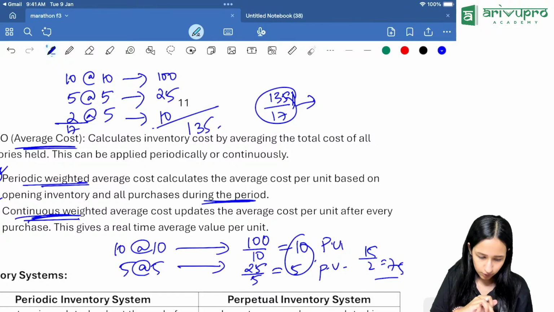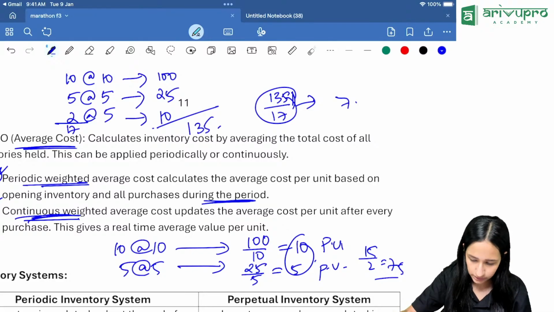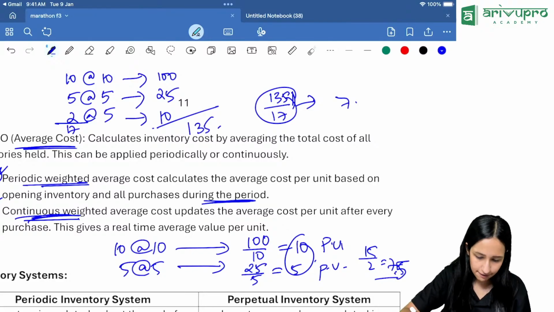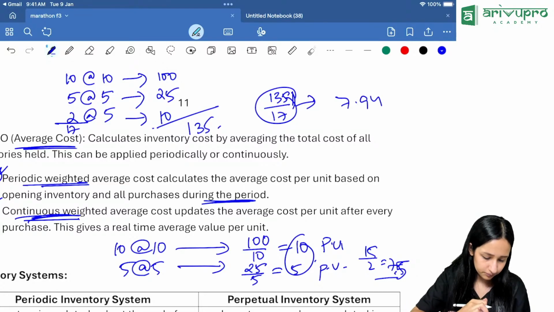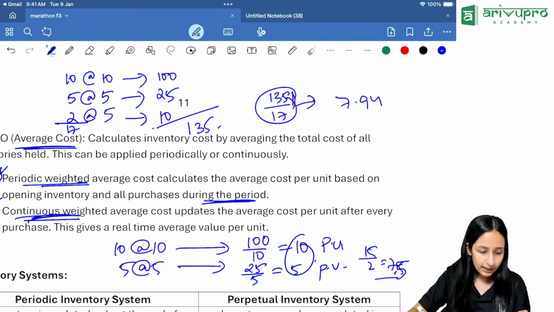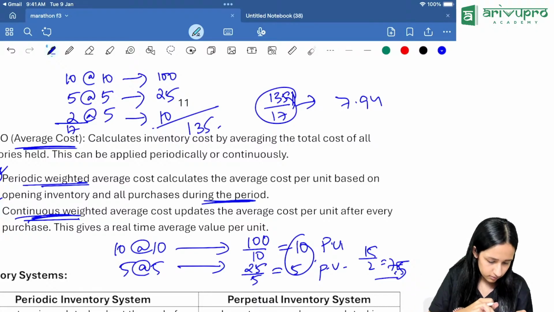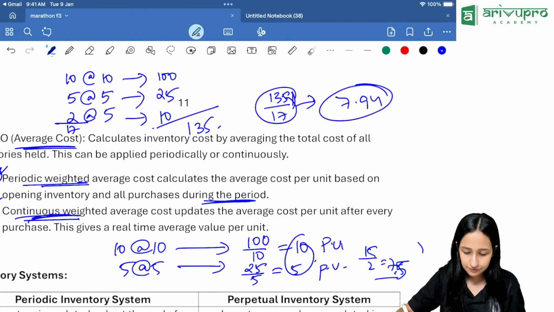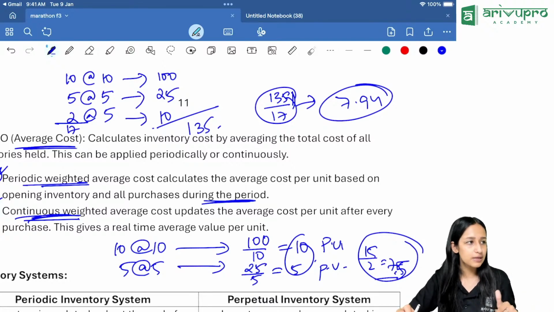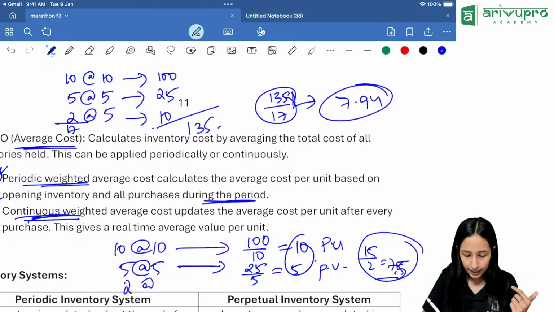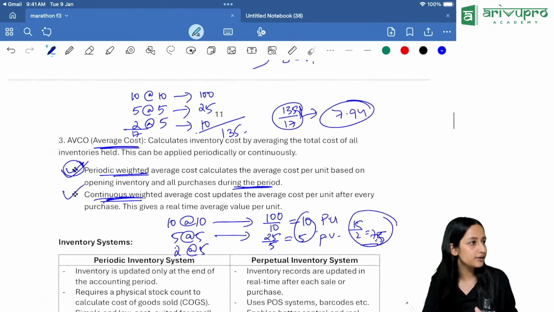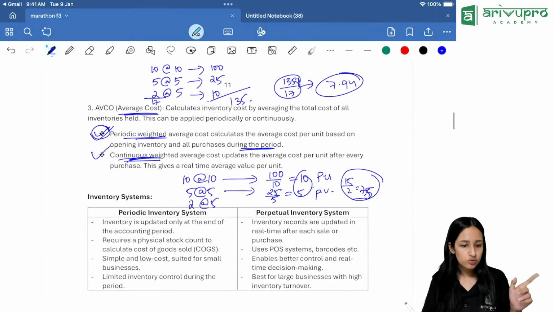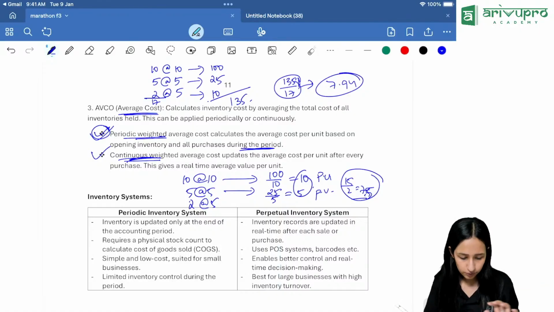135 divided by 17 is 7.94. This is 7.5. Okay, right. So you can compare how this works. Here it's a different figure, and here it's a different figure, although we are looking at the same amounts. Now again, if we add 2 at 5, then again it changes the amount. That is continuous weighted average. You will be asked to do questions like this as well. So you need to be sure about it.